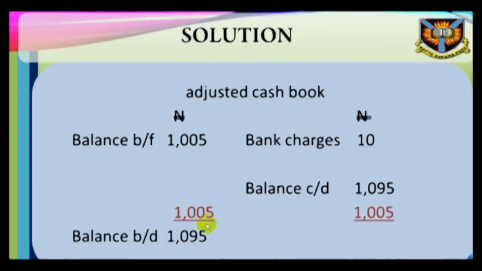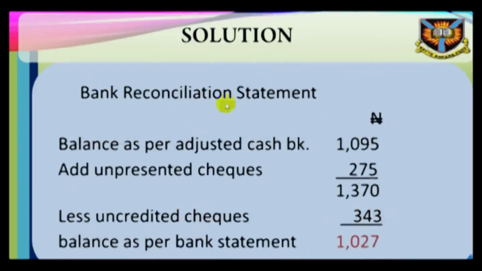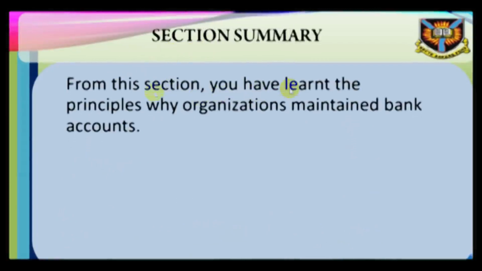Bank reconciliation statement. Balance as per adjusted cash book 1,095 naira. Add unpresented checks 275 naira, which gives us 1,370 naira, less uncredited checks, which is 343 naira, and that gives us a bank balance of 1,027 naira.